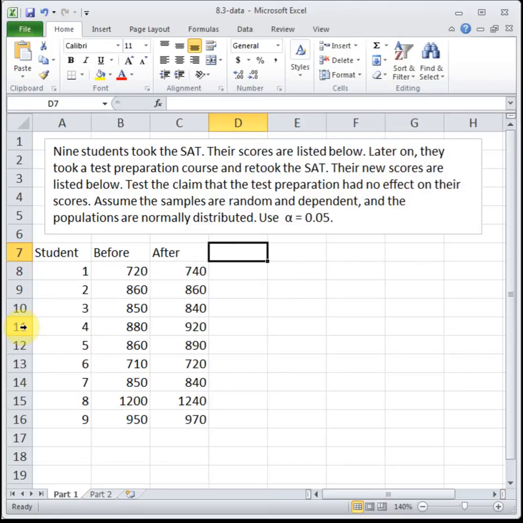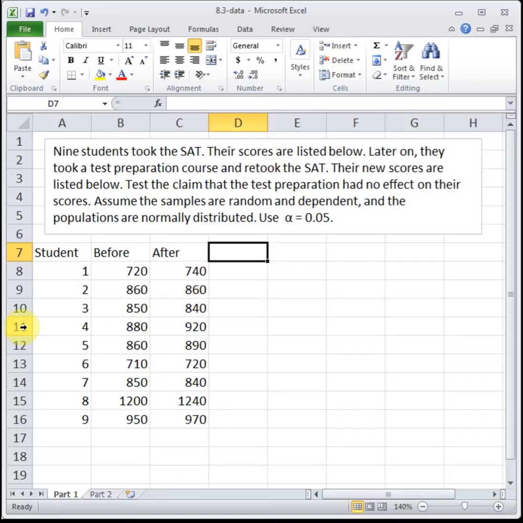In this video, I'm going to show you the Excel skills for section 8.3, which is doing a hypothesis test for paired data. So in our problem, we have 9 students took the SAT. Their scores are listed below. Later on, they took a test preparation course and retook the SAT. Their new scores are listed below.